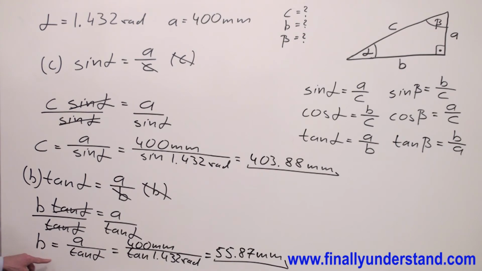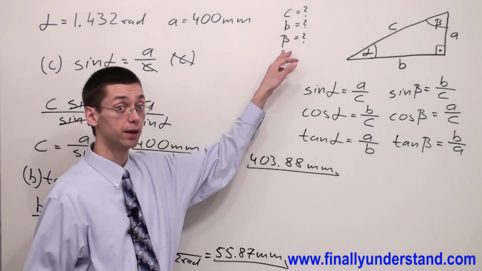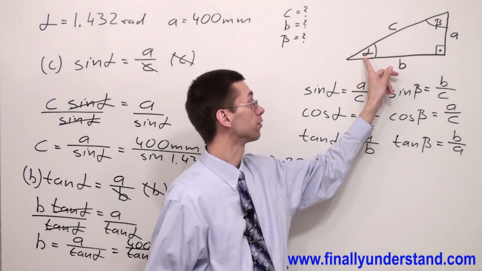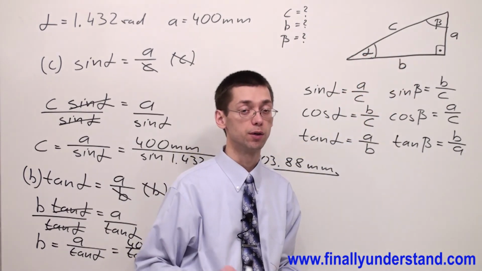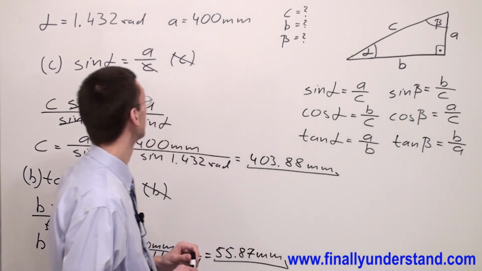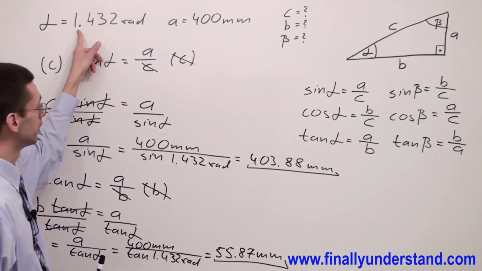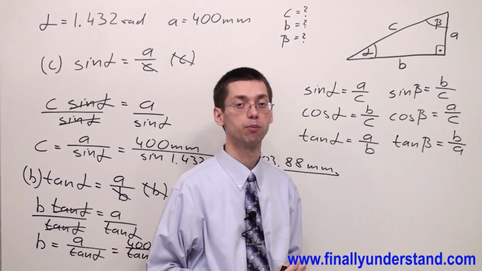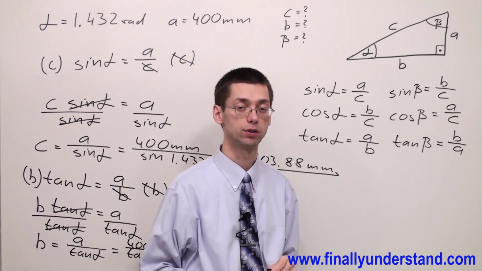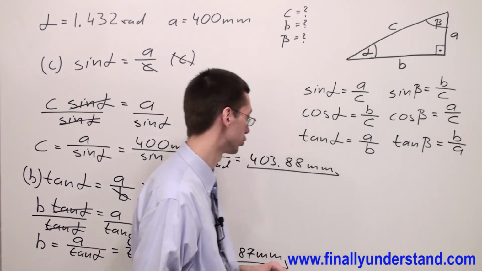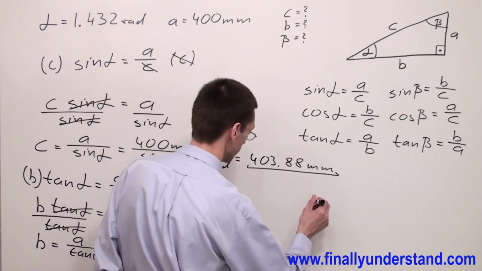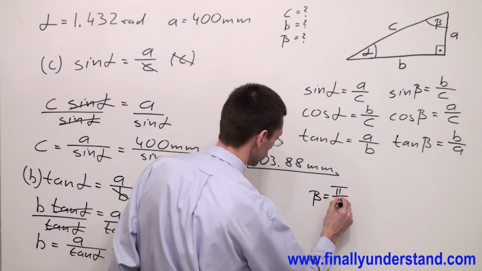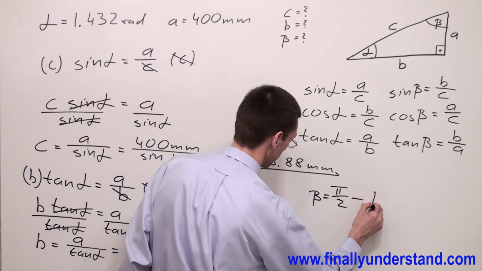Next, we're supposed to find the angle beta. You're supposed to keep in mind that the sum of these two angles, I mean alpha and beta, is equal to 90 degrees. But this time, we are working with radians. So, the sum of these two angles is equal pi over 2, because 90 degrees expressed in radians is equal pi over 2. So I have to use the formula. Beta is equal pi over 2 minus alpha.